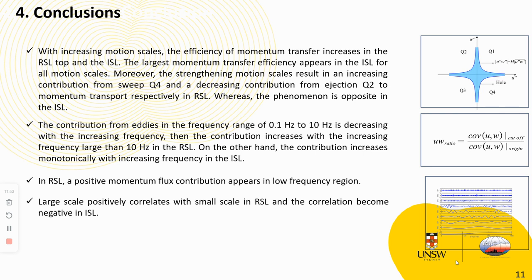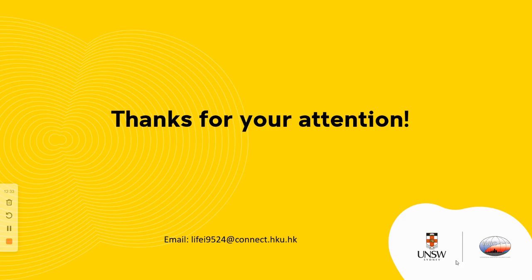For the first part, we got the momentum contribution for each quadrant, and with the hole size increasing, the momentum transport efficiency increases. And for the low pass filter part, we use this method to quantify the momentum contribution at different turbulence fields, and we can find that the positive momentum flux appears in the lower region of the RSL. And for the EMD, we can get the characteristic turbulence length scale for each mode. Thanks for your attention.